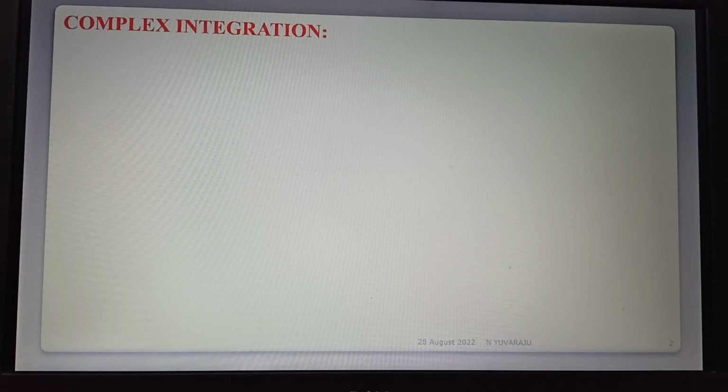Okay, today we are discussing the topic of complex integration. How to find the integration of a complex variable function along any given curve, that is a line or any other curve. Okay, see the definition first of all.